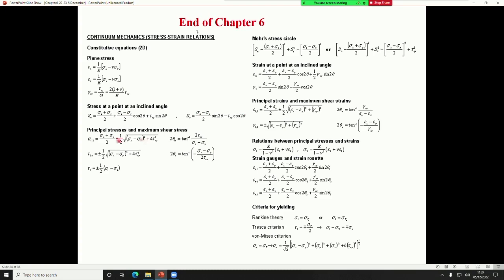Principal stresses, maximum and minimum, and their directions. Maximum and minimum shear stresses and their directions. And you can use either these two or these two equations. How to draw the Mohr diagram, the equation of the Mohr diagram. And then strains on any plane passing through a point, principal planes, and the three equations for a strain rosette, and different criteria: Rankine, Tresca, and von Mises.